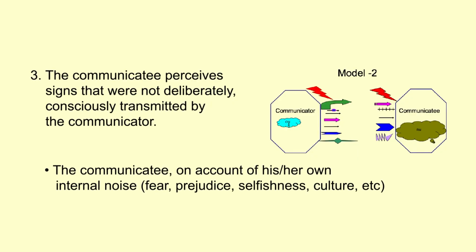where the communicatee, that is the receiver, on account of his own internal noise, it could be fear, it could be prejudice, it could be selfishness, or it could even be a cultural thing, he or she imagines signs where actually there are none. So, the communicatee imagines non-existent signs because of the communicatee's internal noise.